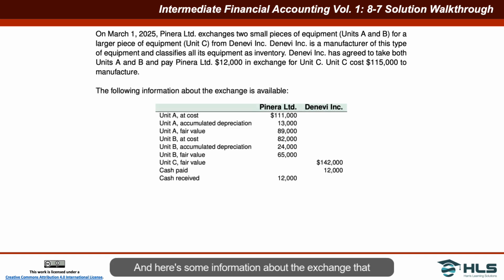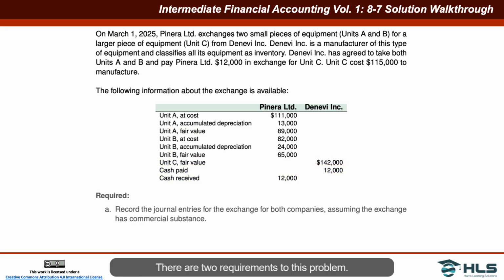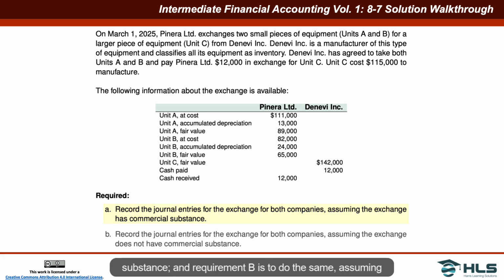And here's some information about the exchange that includes the cost and accumulated depreciation of Units A and B, as well as the fair values of Units A, B, and C, and the amount of cash paid by Denevy and received by Panera. There are two requirements to this problem. A, to record the journal entries for the exchange for both companies, assuming the exchange has commercial substance. And requirement B is to do the same, assuming the exchange does not have commercial substance.